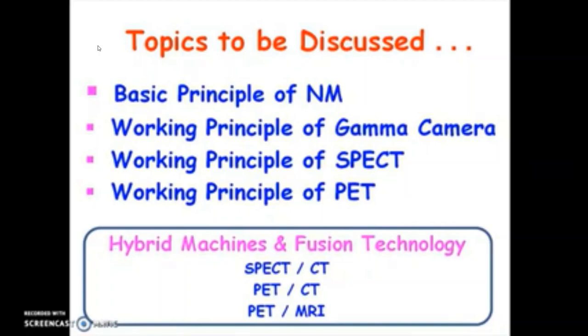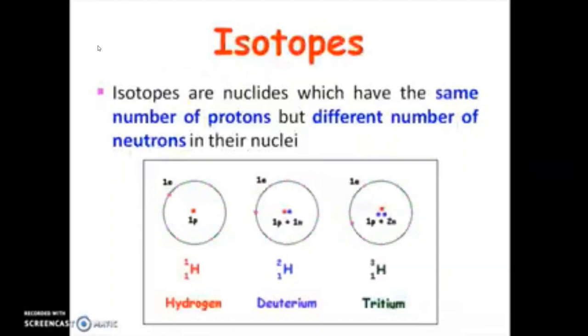Before going into the detail about the principle of nuclear medicine, all of you should get familiarized with the basic terminologies in nuclear medicine. First, isotope. What do you mean by isotope? Isotope means there are some elements which have the same number of protons but different numbers of neutrons in their nucleus. For example, take hydrogen. It has one proton but no neutron. Here you see it is one proton plus one neutron. Here one proton plus two neutrons. It means the same number of protons but different numbers of neutrons. This is called an isotope, and this hydrogen is named hydrogen, deuterium and tritium based on the number of neutrons.